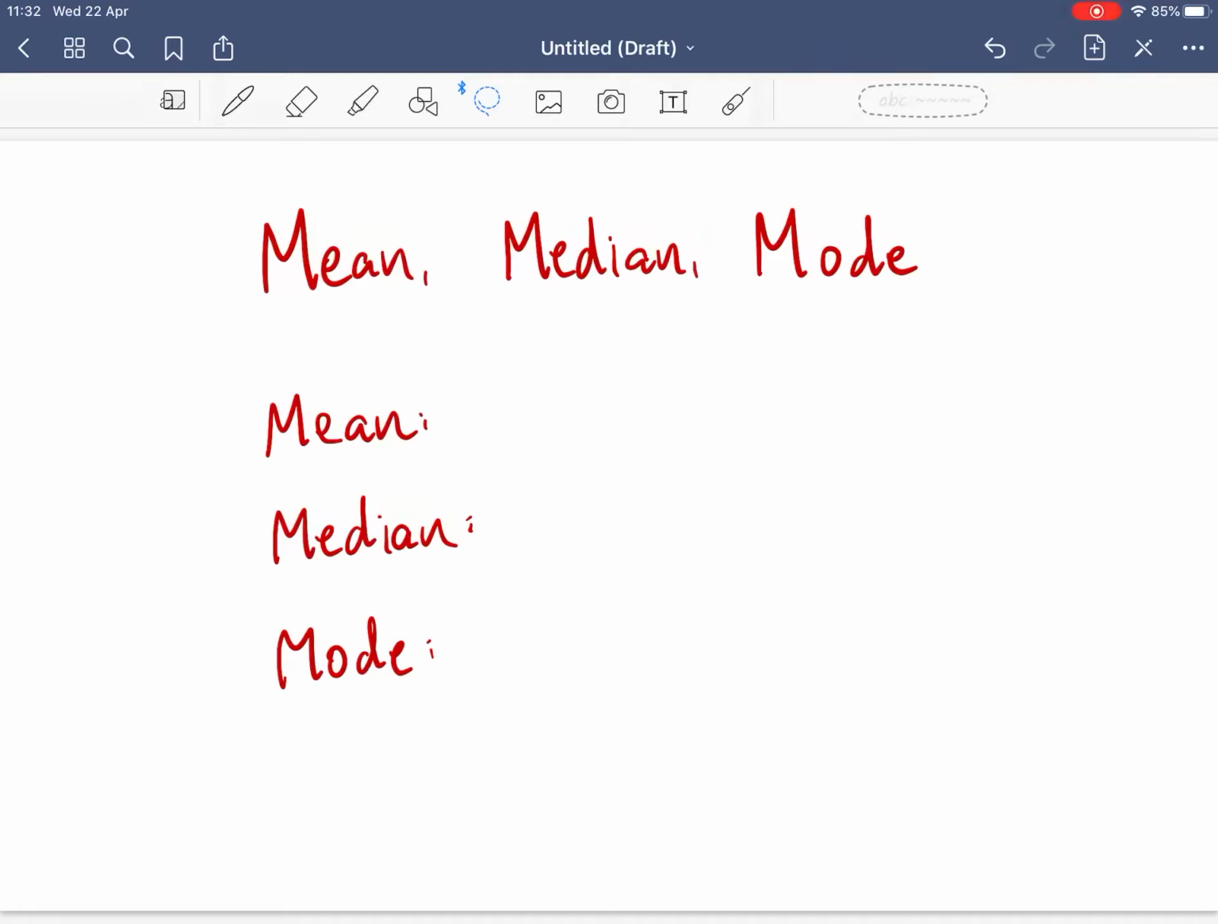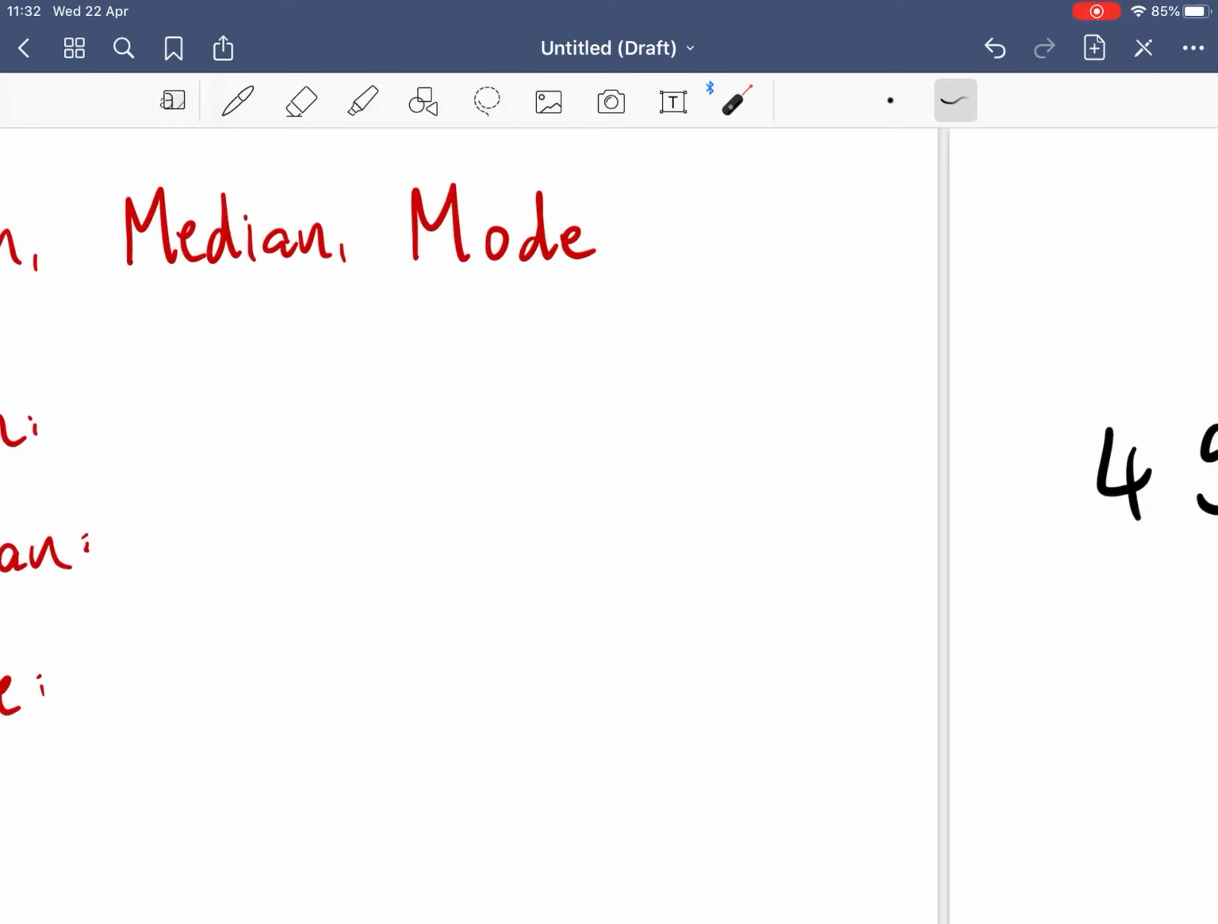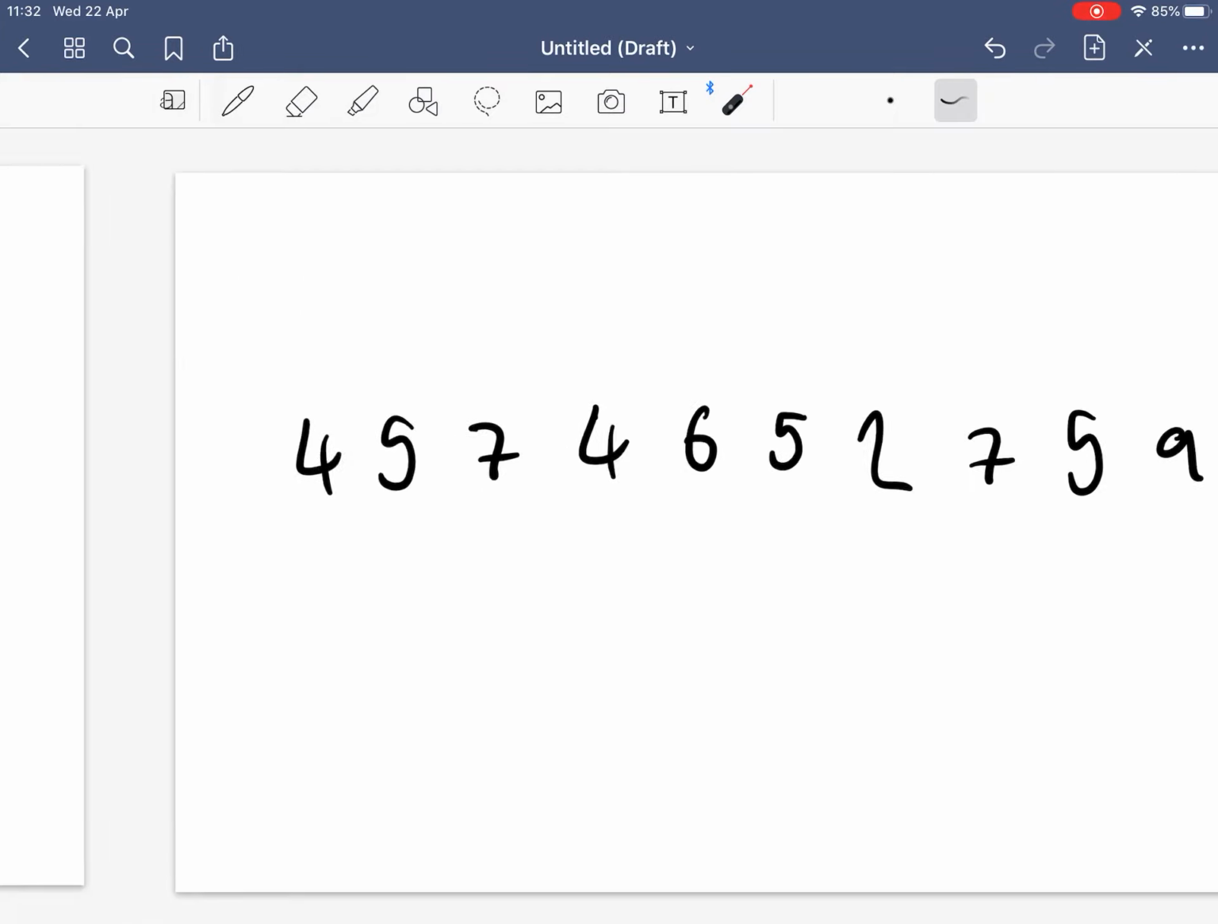Okay, hi everyone. Here's a very quick video on how to do mean, median and mode. Pretty simple once you know it. You just have to know all the steps involved in mean, median and mode, and you just have to remember what they all mean. First of all, you're going to start off with a string of numbers.